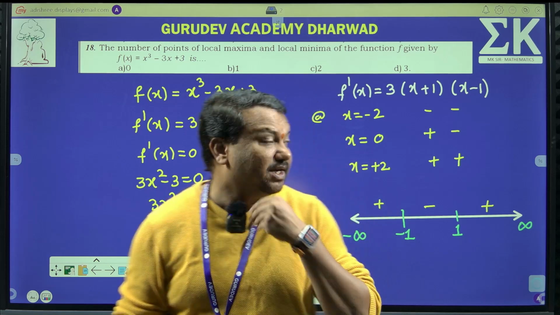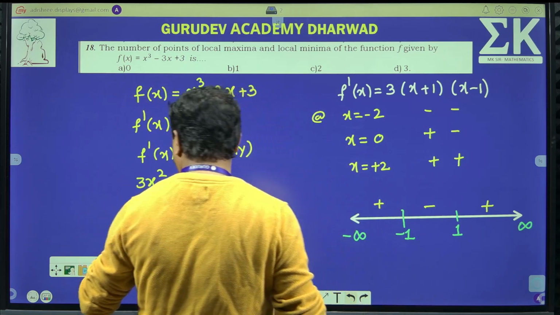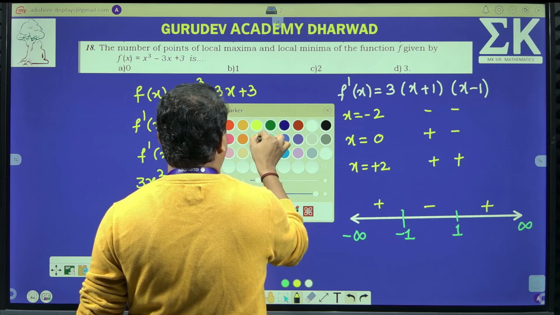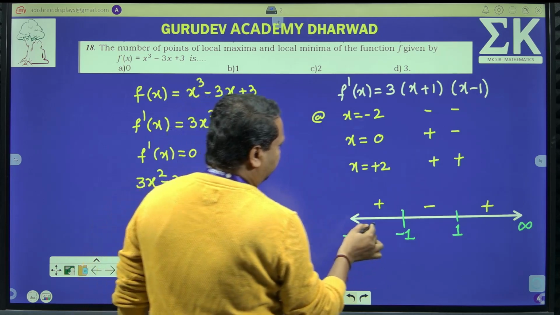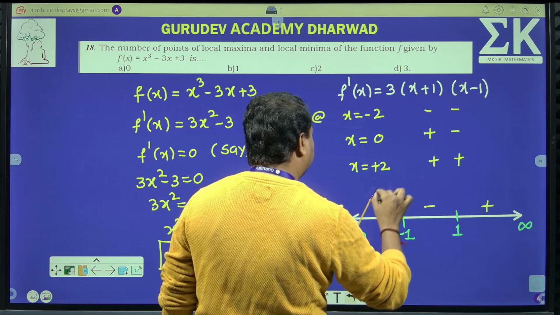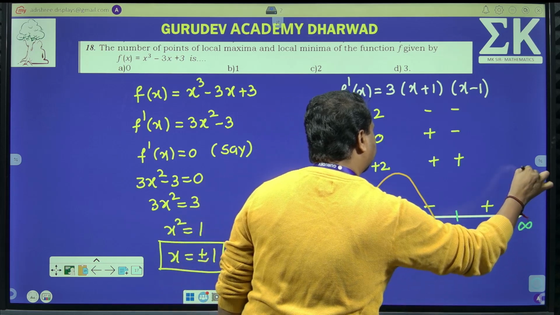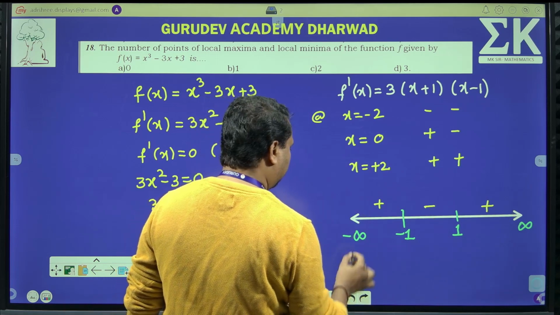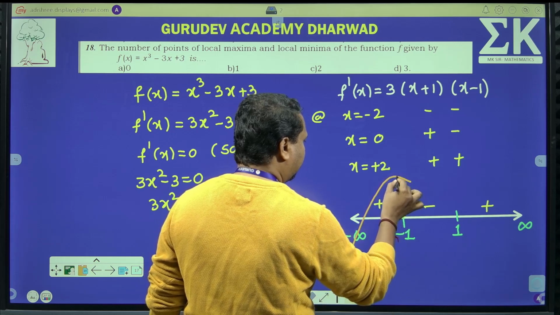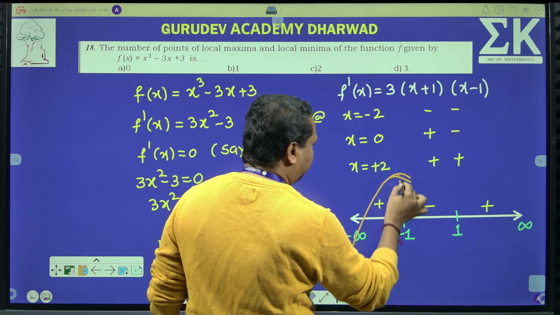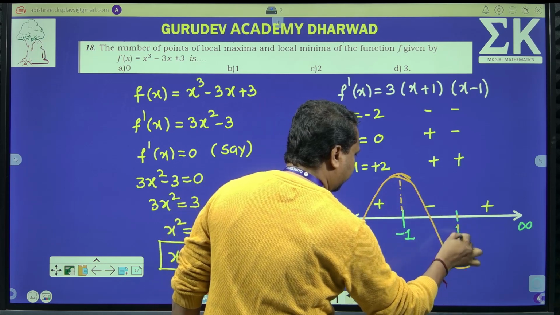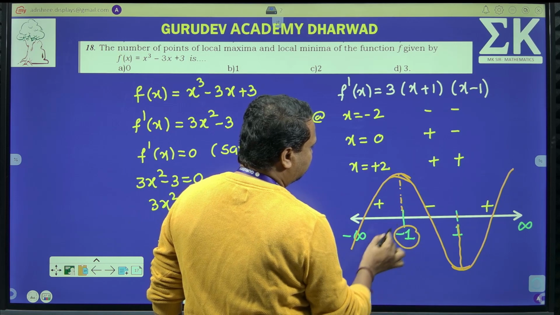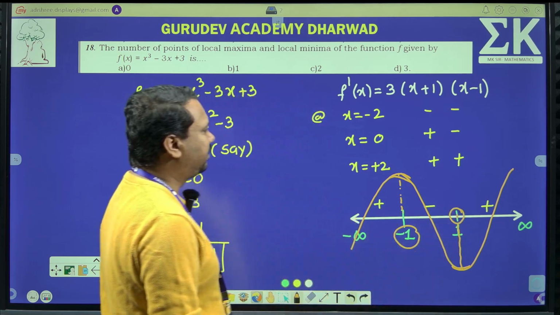So what can you understand? This shows the sign, please understand. Plus, the function is increasing, then decreasing, then increasing. The function is increasing up to minus 1, and it is decreasing somewhere here. Then it starts increasing like this. So this is called the local maximum point, and this is called the local minimum point. Minus 1 and plus 1.